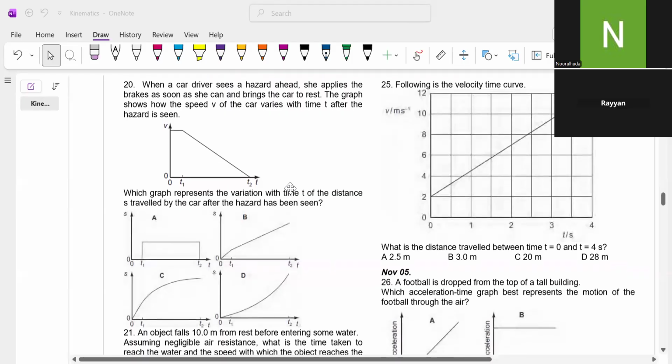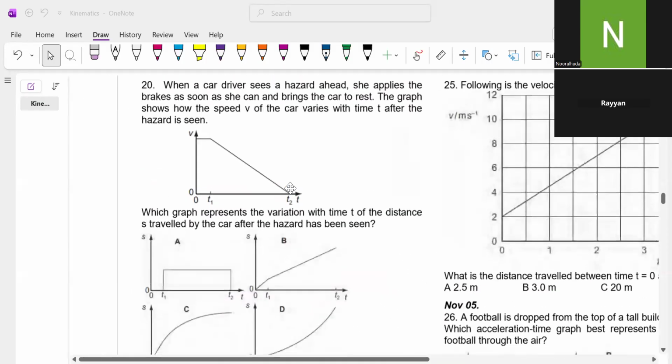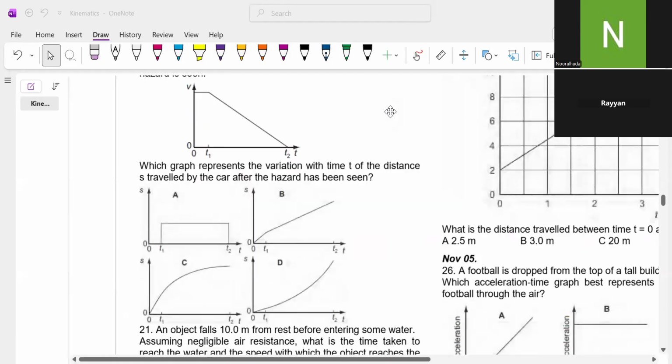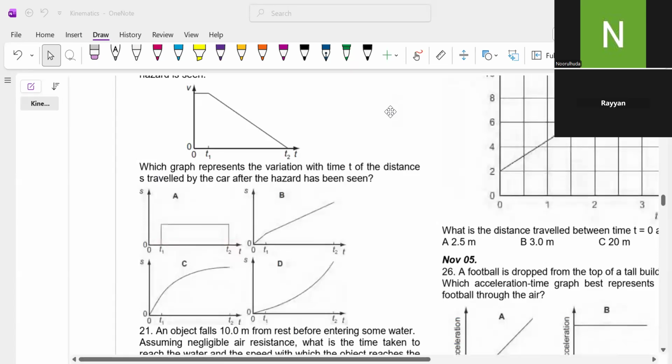Okay. For this, he has applied brakes, and you need to tell the distance time graph for this. The distance covered after T1 will be increasing. So what is the correct option? I think it's B. What are you saying, the second option or the last option? The second option. No, it can't be B.